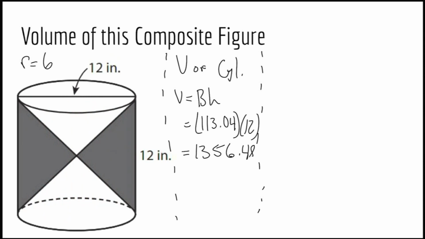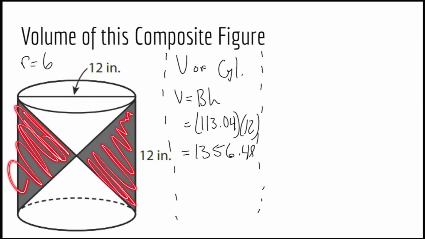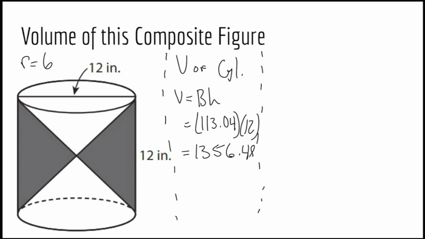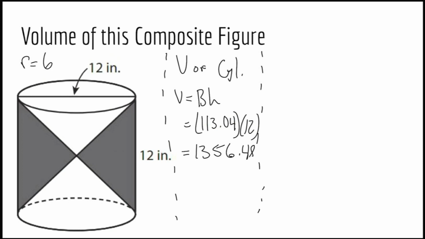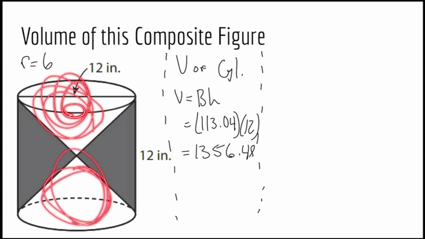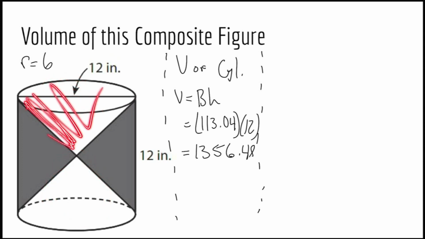So if we want to find the volume of this shaded area, we have to find the volume of this cone and the volume of this cone and subtract it from the volume of the total cylinder. What we can assume, and I know it doesn't say it, but I'll let you assume it, is that the volume of this cone is going to be the volume of this cone. All you have to do is find the volume of one and then multiply by 2. So let's find the volume of this cone.